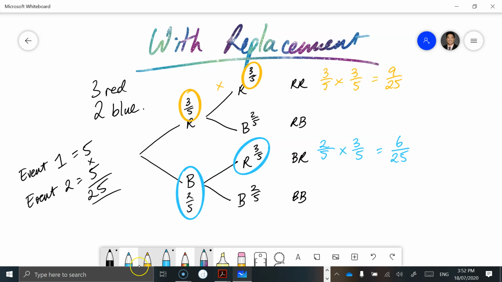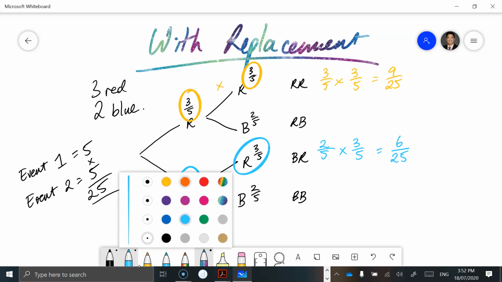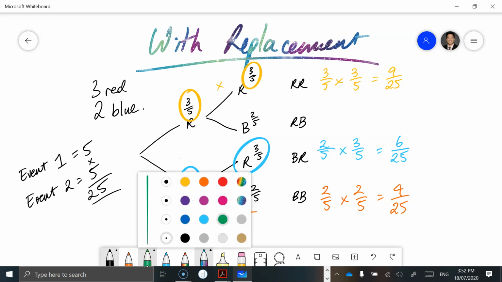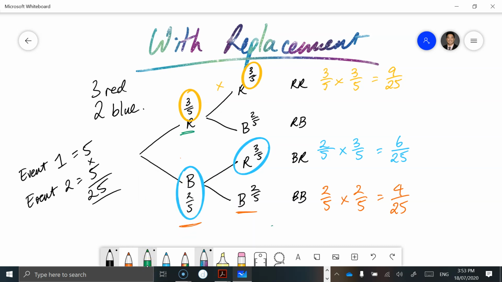Okay, if we do the same thing, and let's change the color. So let's say we wanted 2 blues. Then we're looking at 2 over 5 times 2 over 5, which is 4 over 25. And then lastly, let's say if we wanted a red and then a blue, we're looking at 3 over 5 times 2 over 5, which is then 6 over 25.